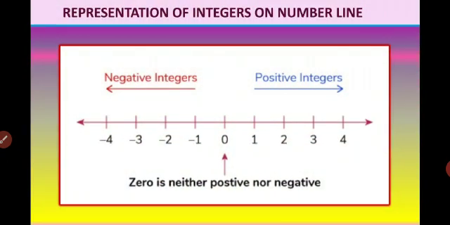Now the representation of integers on a number line. This is a number line drawn here. In the middle is 0. On the right hand side of 0 we mark numbers 1, 2, 3, 4, like that. Those are positive integers. And on the left hand side of 0 we mark numbers -1, -2, -3, -4, and we'll go on numbering it. Those numbers are the negative integers. The 0 is neither positive nor negative.